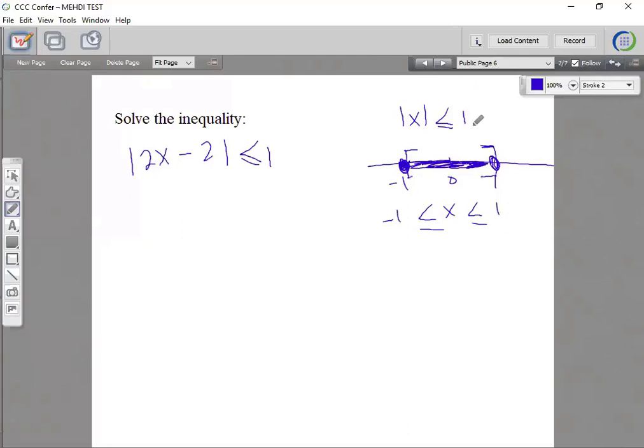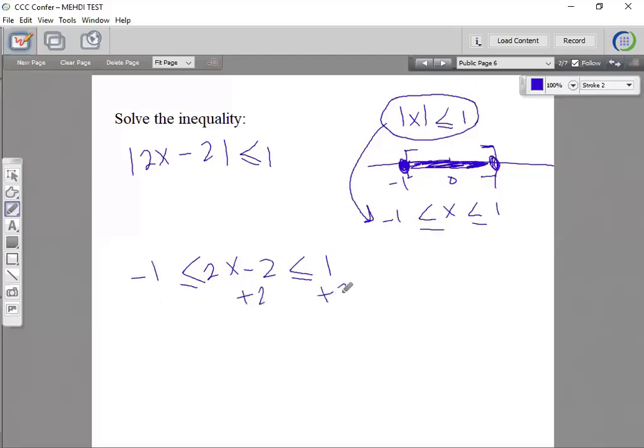You see how I'm translating an absolute value inequality into just an inequality without absolute value. So if we do the same thing, instead of x, I'm going to put 2x minus 2, which must be between 1 and -1, right? So what do we do next? We add 2 to both sides of the inequality. So I get 2x must be in between 3 and 1. As long as you're not dividing by a negative, the direction of the inequality stays the same.